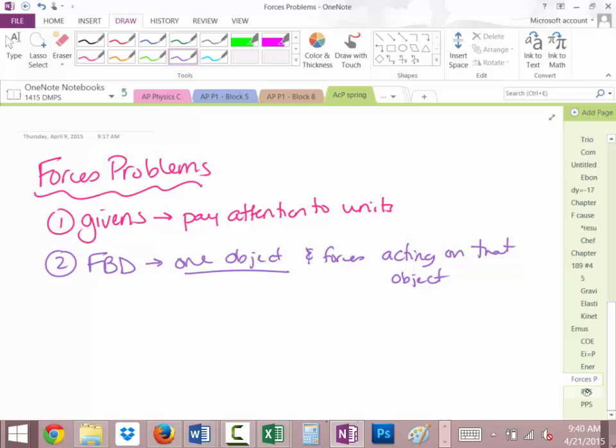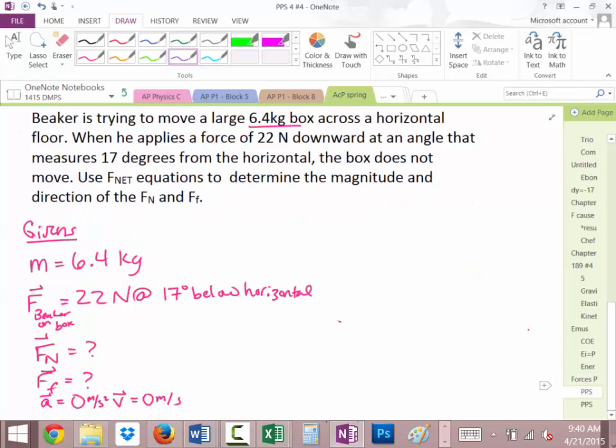All right, so let's draw ourselves a free body diagram. So we're trying to move a box. Well, that's pretty easy to draw. I need to know what's acting on the box. What's acting on the box?